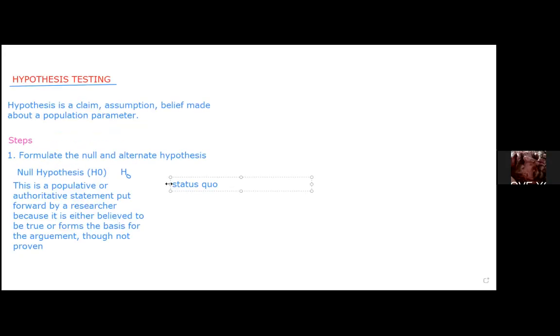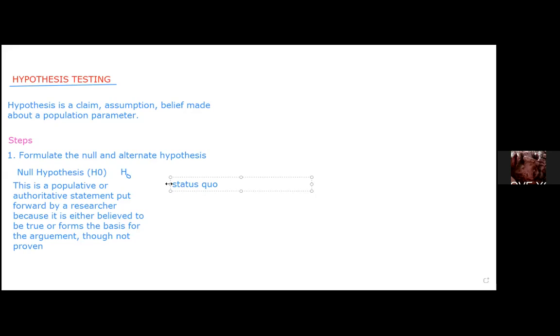What will be the status quo? What do we all know about the number of months for pregnancy? We all know it is how many months? 9 months. Are you getting the point? So in the conduct of this particular test, we hold the 9 months to be true until proven otherwise. So that is the null hypothesis. It is what we all know, what everyone knows.